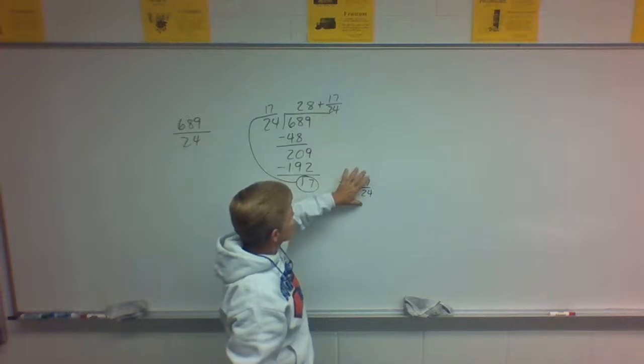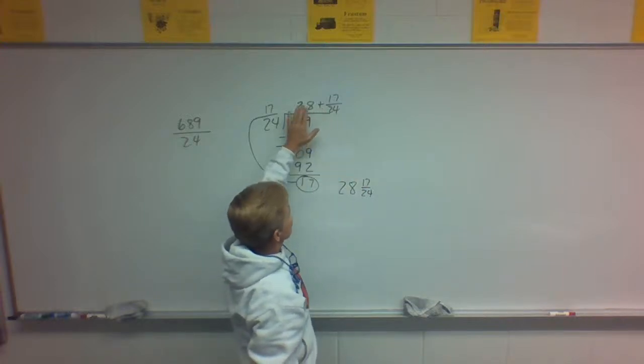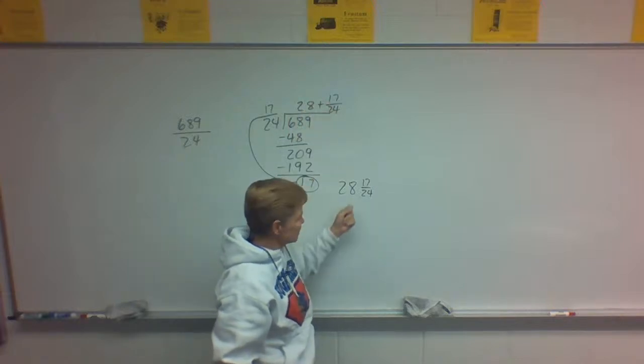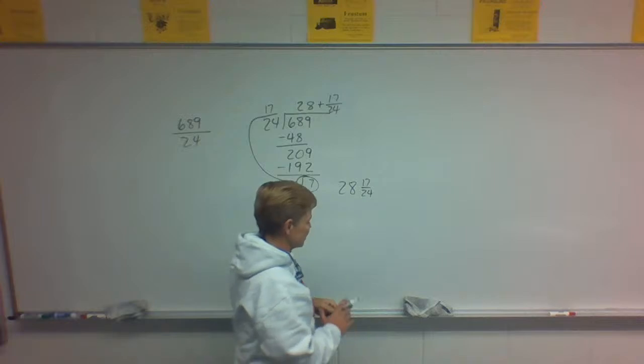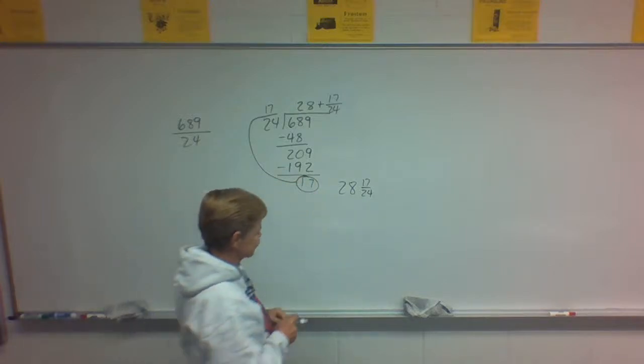Okay? This and this mean the same thing. It's just that this is a little shorter, but they have exactly the same context, which is 28 whole things plus 17 24ths of another. That's the same thing as this. So you're going to put a plus sign in. Do y'all remember your process? Okay, here it goes. It's going to be fun.